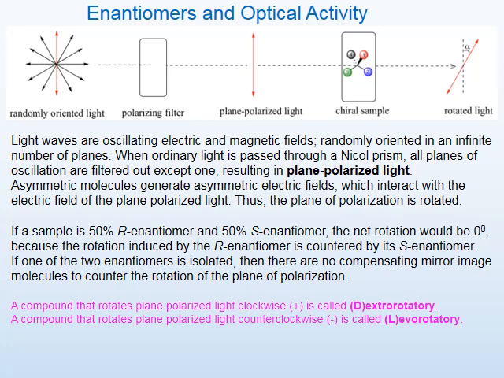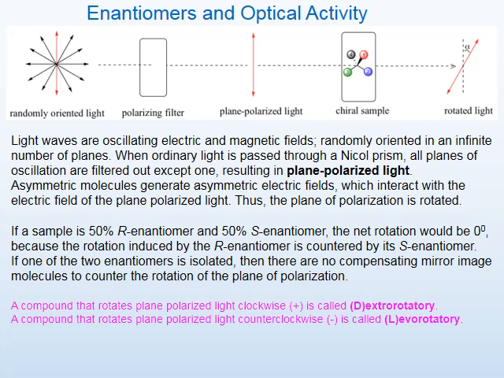Asymmetric molecules generate asymmetric electric fields, which interact with the electric field of the plane polarized light to induce its rotation. If a sample is 50% R enantiomer and 50% S enantiomer, the net rotation would be 0 degrees, because the rotation induced by the R enantiomer is countered by the rotation induced by the S enantiomer. If one of the two enantiomers is isolated, then there are no compensating mirror image molecules to counter the rotation of the plane of polarization.